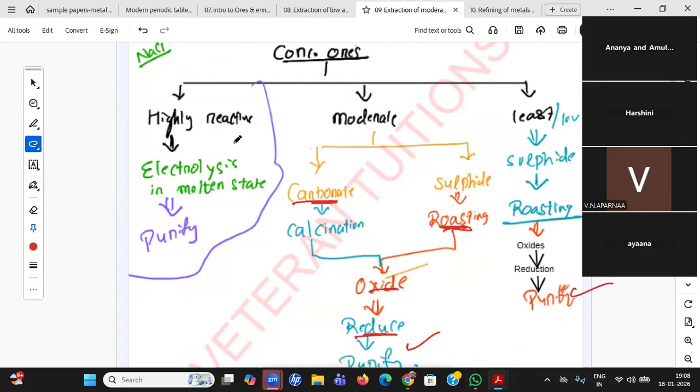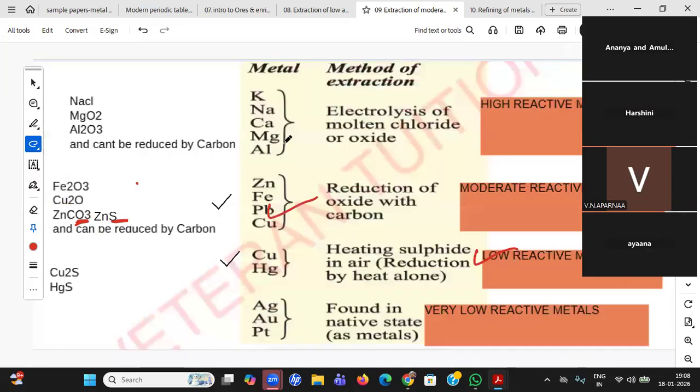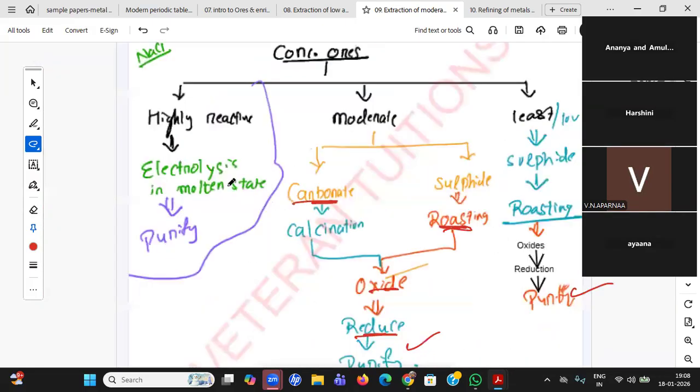Now we are moving to highly reactive elements. They all will undergo electrolysis in molten state. Electrolysis in molten state.